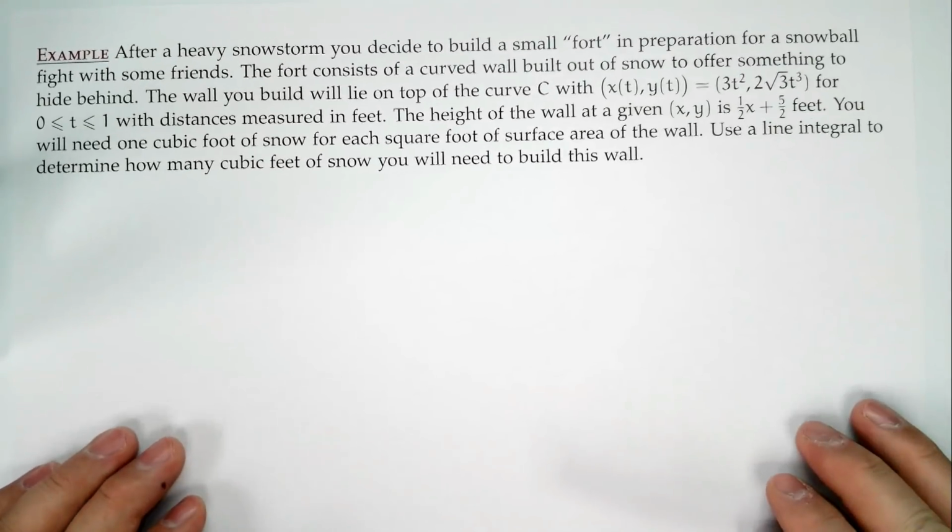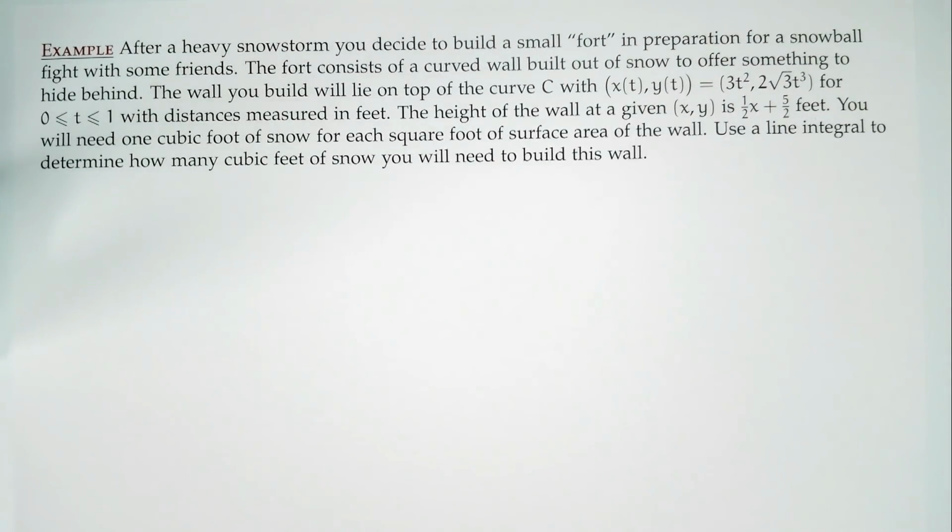Okay, well, let's see. I think we have one more. So, last one. After a heavy snowstorm, you decide to build a small fort in preparation for a snowball fight with some friends. Now the fort consists of a curved wall built out of snow to offer something to hide behind. The wall you build will lie on top of the curve C with x of t, y of t is 3t squared, comma, 2√3 t cubed.